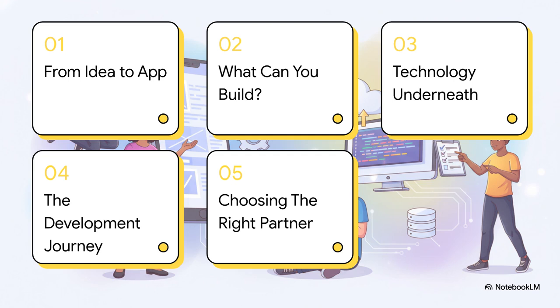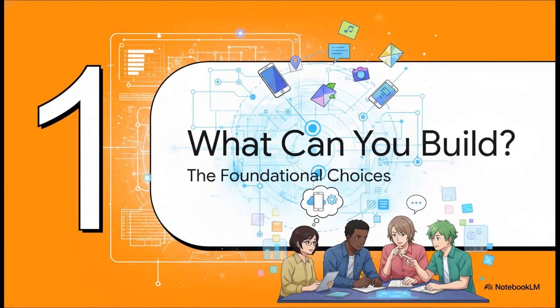Here's our game plan. First, we'll look at the big choices you have to make about what kind of app you're building. Then we're diving into the really cool tech that can make your app stand out. After that, we'll walk through the actual development process. And finally, we'll talk about something super important: how to pick the right team to bring it all to life. All right, let's get into it.